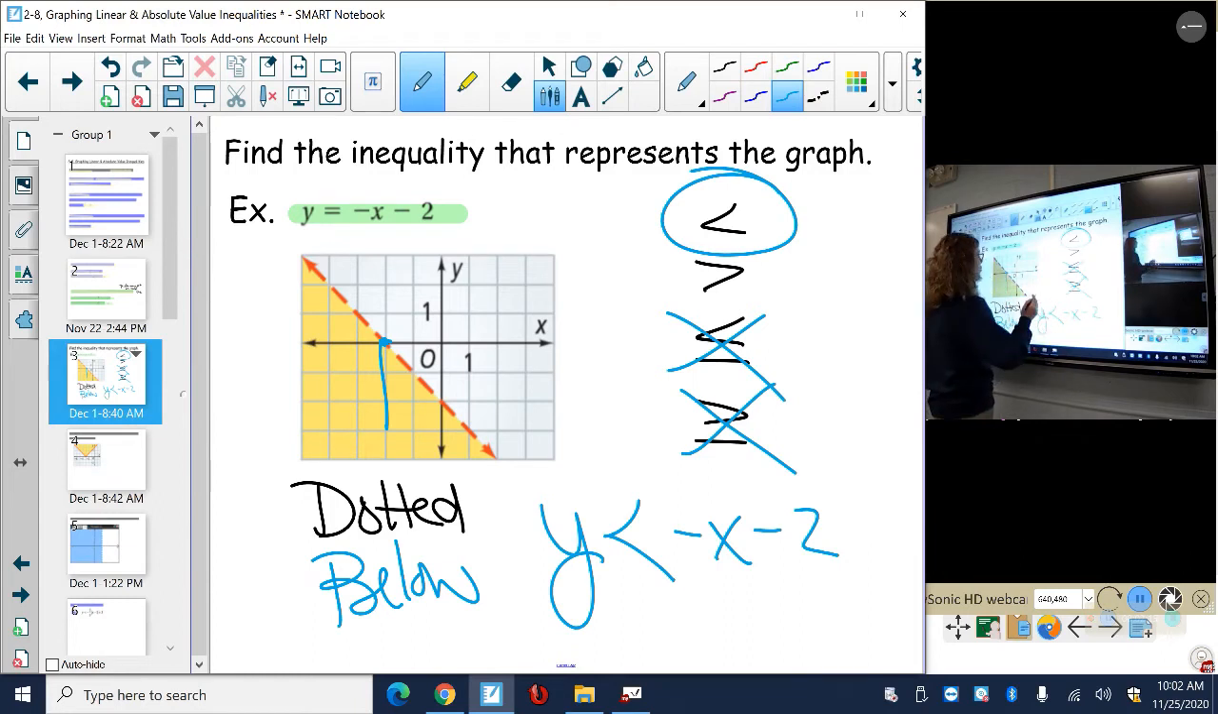If you're not certain what I just said, choose another point. There's another point on that line. The shading's below it. Choose another point. The shading's below it. So therefore, you replace the equal sign with the less than symbol.